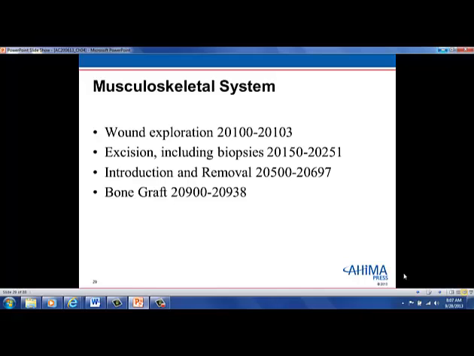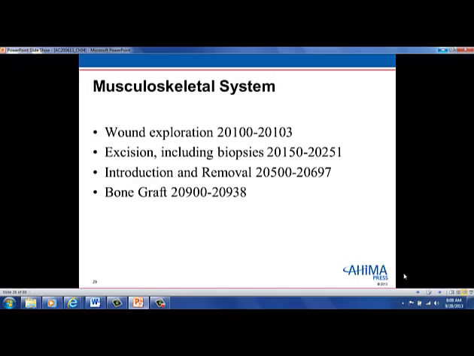When more extensive procedures are required to repair major structures or vessels, the codes for these procedures are used instead of the wound exploration codes. If only simple, intermediate, or complex repair of the wound is performed and wound enlargement and other exploration are not required, the appropriate codes for the integumentary system subsection should be used instead of the wound exploration codes.